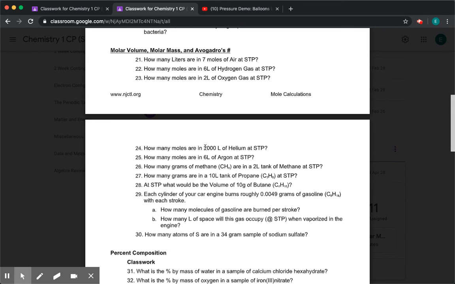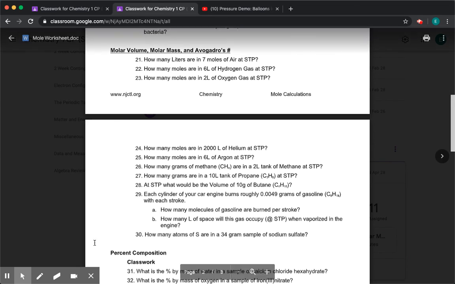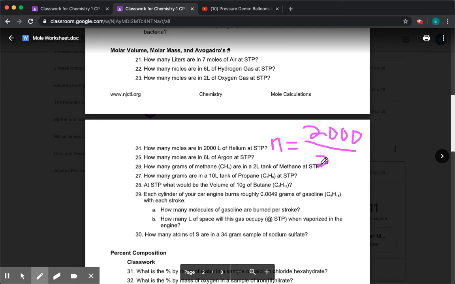All right. 24. How many moles are in 2,000 liters of helium at STP? So we want to find N. We are looking for moles. We're working with volume. So N in this case would just be 2,000 divided by 22.4. Put that into your calculator. You will get your final answer.